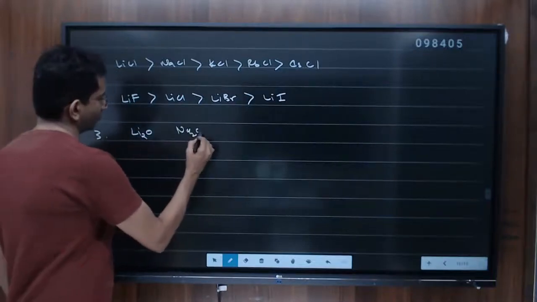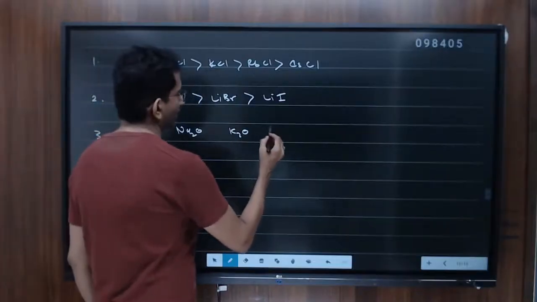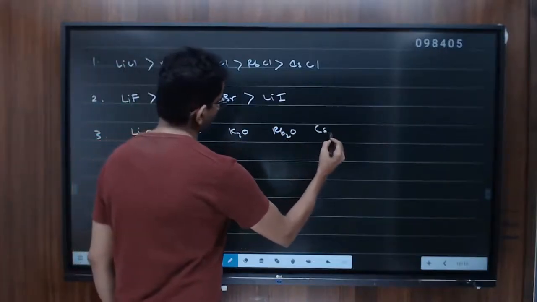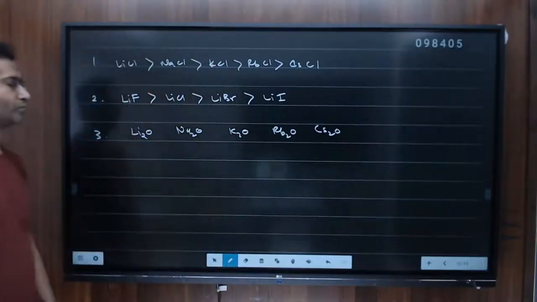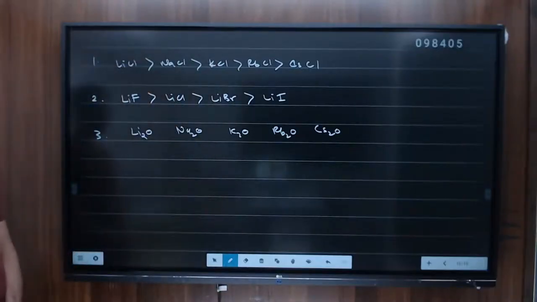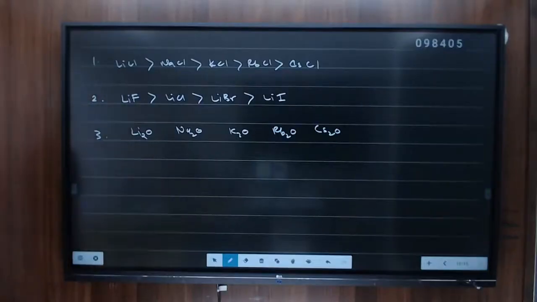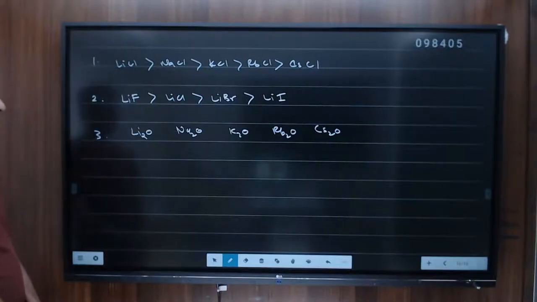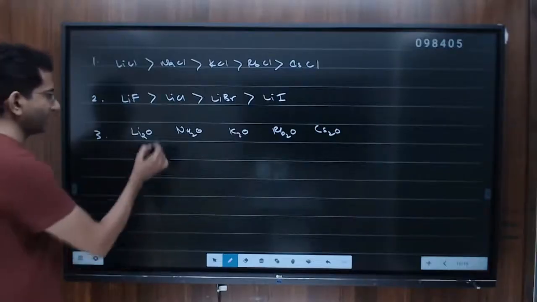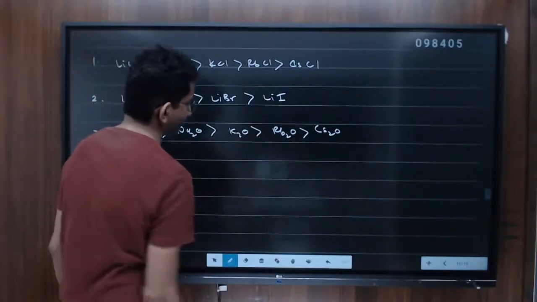Li2O, Na2O, K2O, Rb2O and Cs2O. Let me know. In all of these, oxide is the same, and I think you know that it is monoatomic, and as it is monoatomic, definitely you will have to focus on lattice energy. Li plus being smallest in size, lattice energy will be highest, so the order is going to be like this.